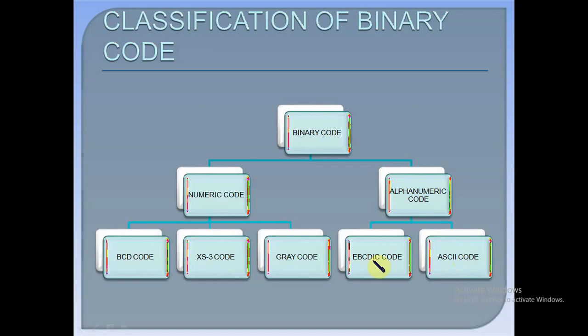And another one is EBCDIC, the extended binary coded decimal interchange code. This is an 8-bit code, with 256 combinations, and no parity bit is used to check errors in the basic code set. Another code in alphanumeric is the Hollerith code. That code is used for punched cards.